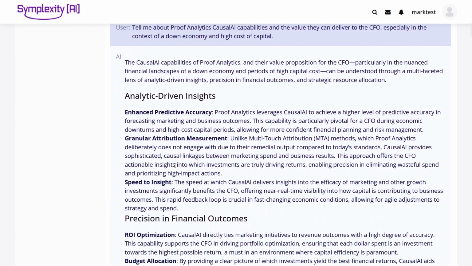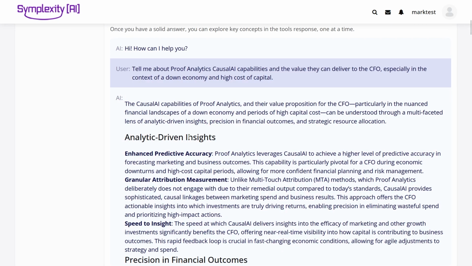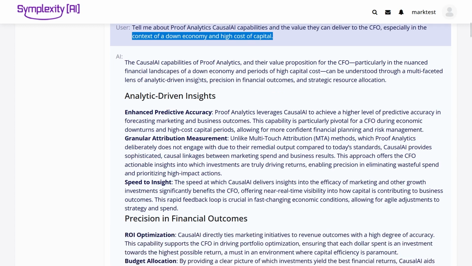So the first question here, and notice that it's just simple English. It's not promptanese or something that you have to contort yourself around the model. Tell me about Proof Analytics causal AI capabilities and the value. So a capability, a dimension, persona delivered to the CFO, and then an external factor. So down economy, high cost of capital. Now, I don't need to read through this, but just take a glance because 1, it's on message, but 2, it doesn't look like it was written by an AI agent.